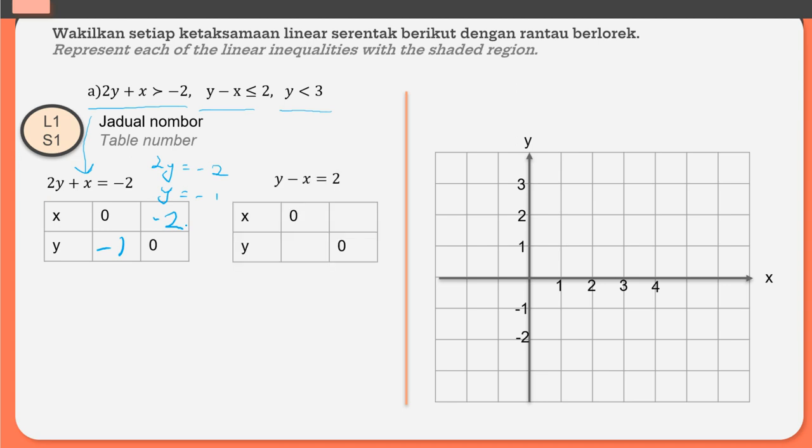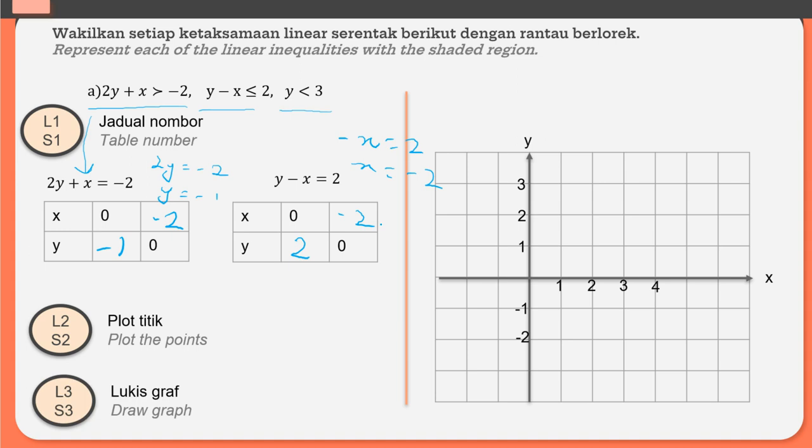Okay, so for the second inequality, we need to find the table of numbers. So the equation will be y minus x equals 2. And find the intercept: when x equals 0, definitely y equals 2. When y equals 0, you will get negative x equals 2, so therefore x equals negative 2. Right? After that, you need to plot the points and draw the graph.